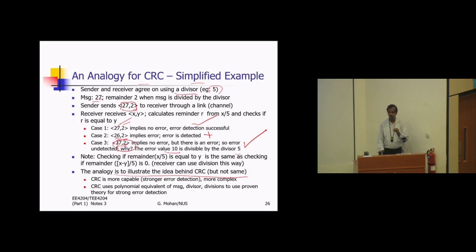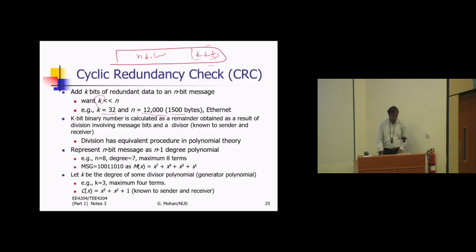We want to use some polynomial theory to prove that if I use this type of division, I can detect an odd number of errors, I can detect single bit errors. We want some theoretical proof of which divisor we are going to use and how the division is carried out. We want some theoretical support. So we borrow some concepts from polynomial theory.